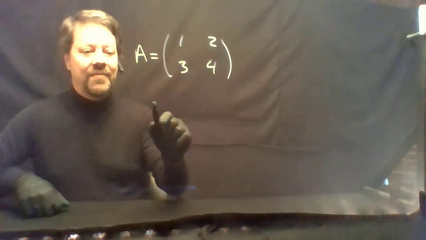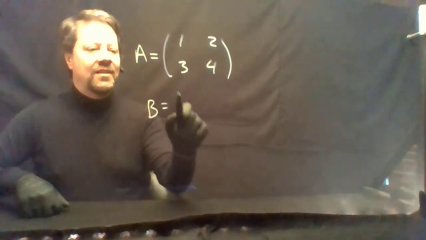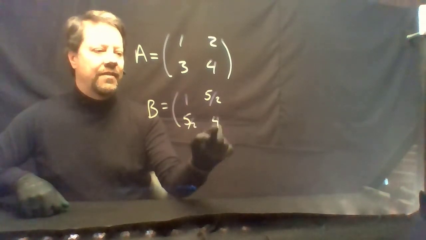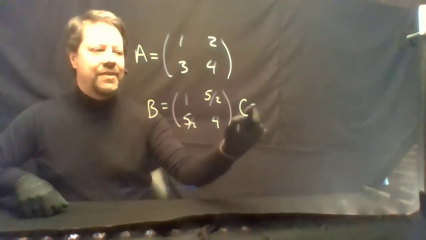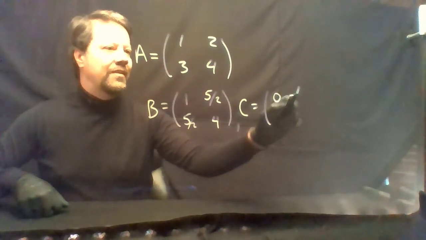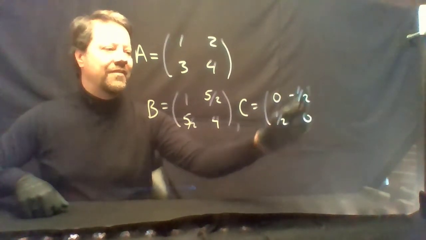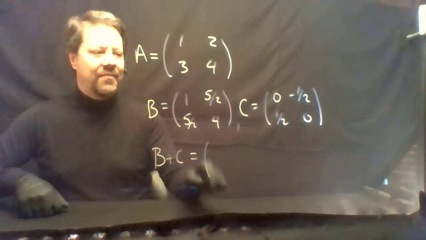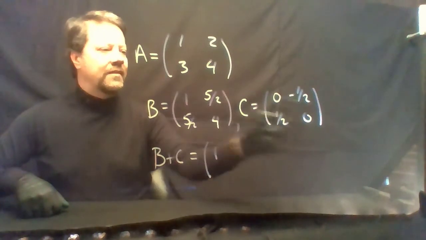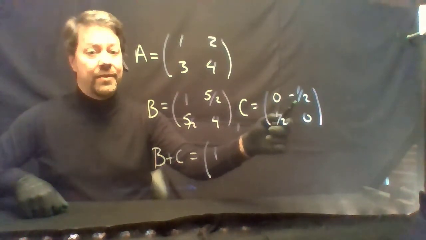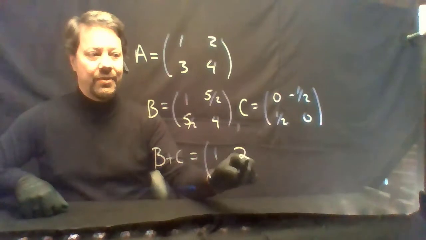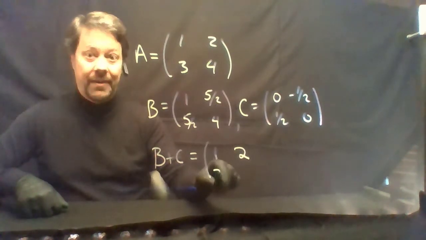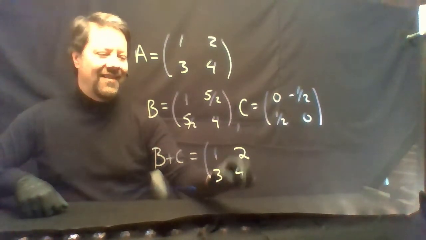So we constructed the matrix B, which was 1, 5 halves, 5 halves, 4. And we constructed a matrix C, which was 0, minus 1/2, 1/2, 0. Notice that B plus C is 1. 5 halves minus 1/2 is 4 halves, otherwise known as 2. 5 halves plus 1/2 is 6 halves, otherwise known as 3. And then 4.